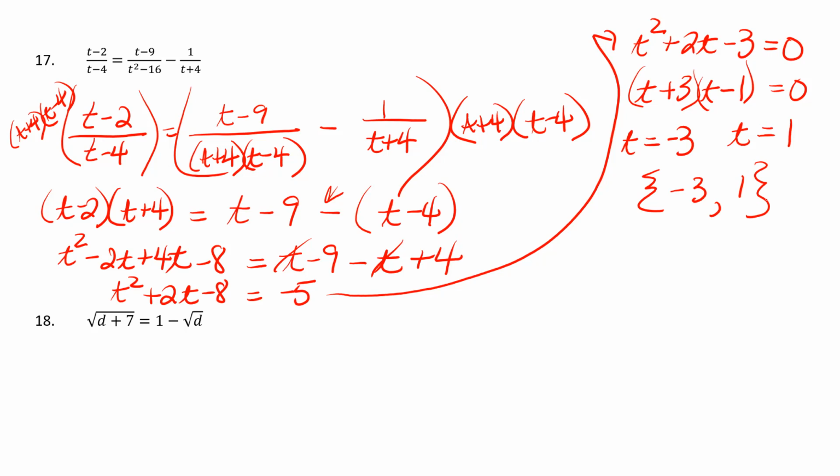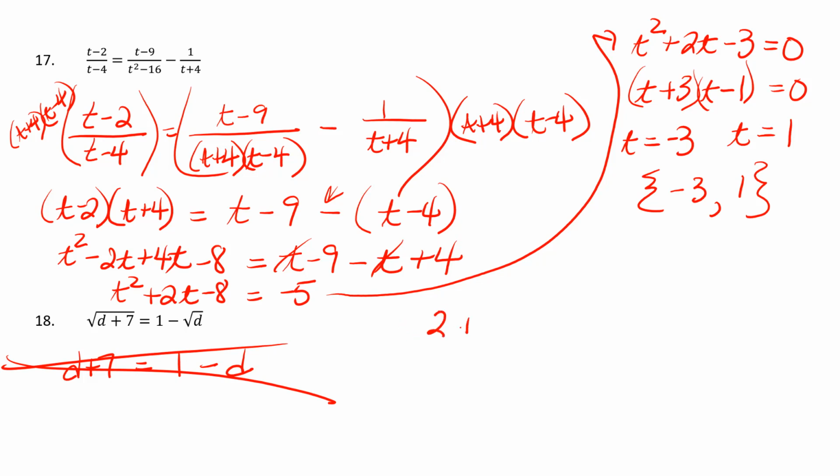Next one, we've got square root of d plus 7 equals 1 minus square root of d. When you do a problem like this, you have to isolate each square root one at a time. Let me just say that squaring both sides of this equation will not give you d plus 7 equals 1 minus d. No, you can't do that.